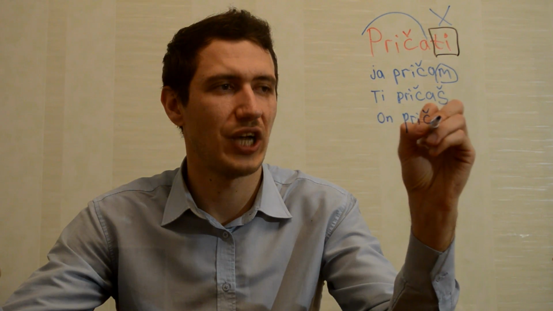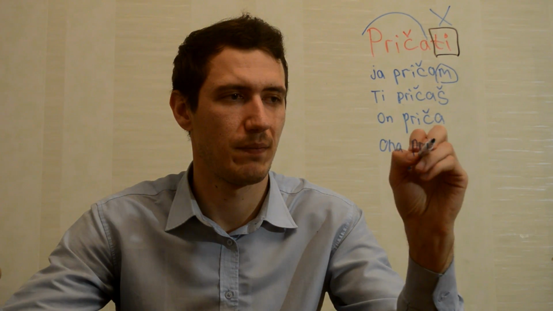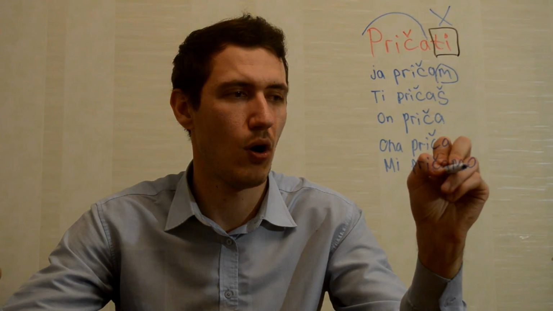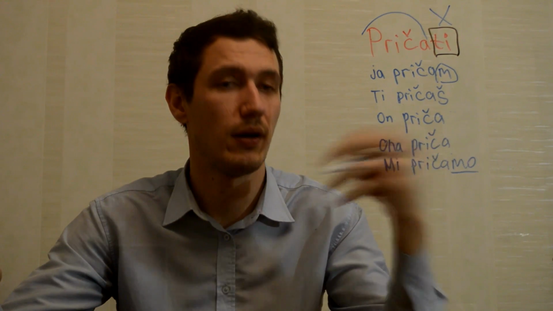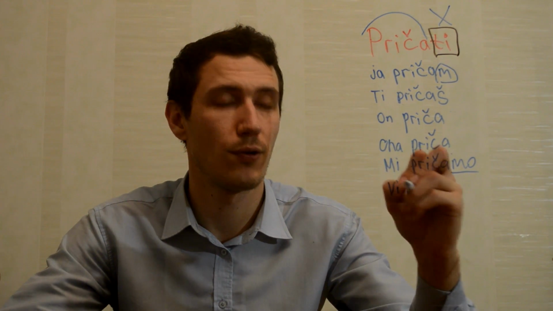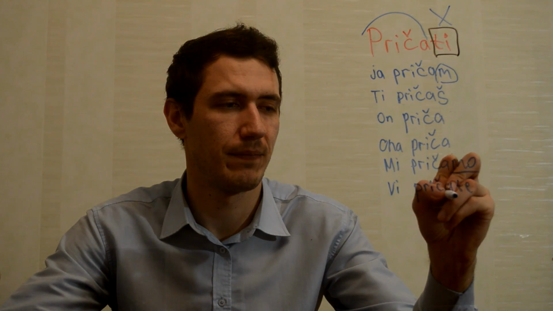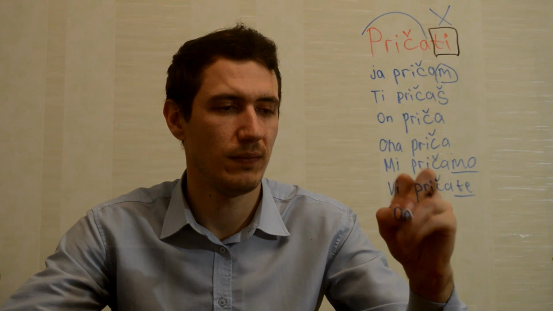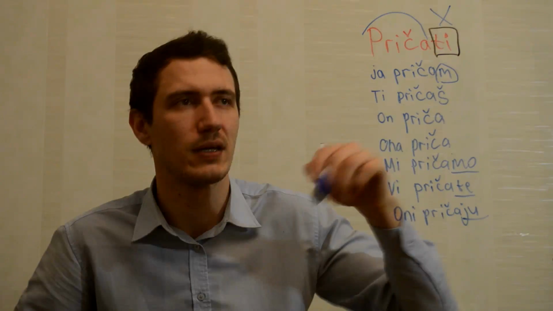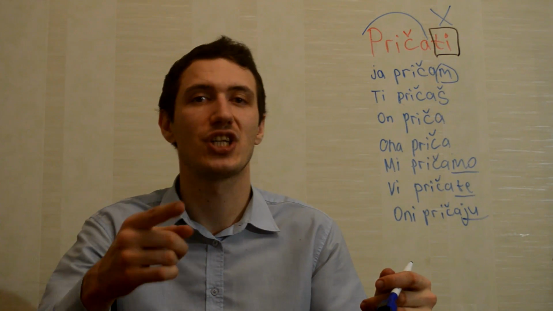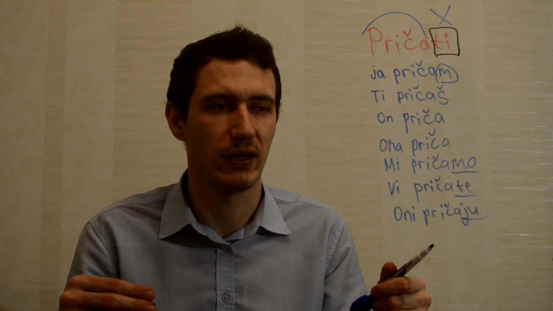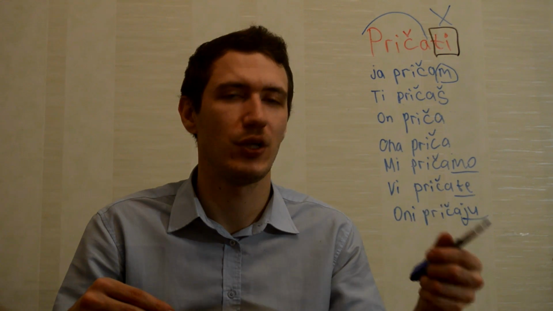On priča, ona priča, mi pričamo. So there is the mo. When we talk about us, mi pričamo, we speak. Vi, plural, pričate. And oni pričaju. And that will work with any verbs. Ja pričam, ti pričaš, on priča, ona priča, mi pričamo, vi pričate, oni pričaju.